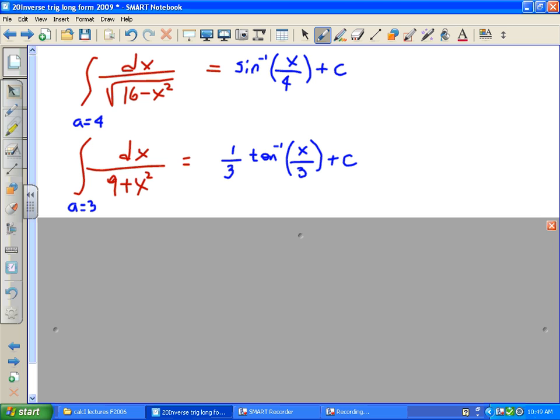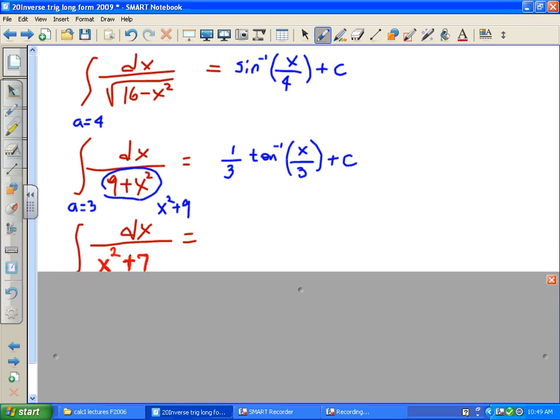Any questions on that one? Because addition is commutative, this could appear like this, or don't be surprised if it appears like this, x squared plus 9. As long as you have the sum of two squares on the bottom, one has the variable, one has a constant, you can use tangent inverse function. But for the sine inverse, it has to be in that specific order because there's a minus in the middle, okay? Okay, let's take a look at the next one.